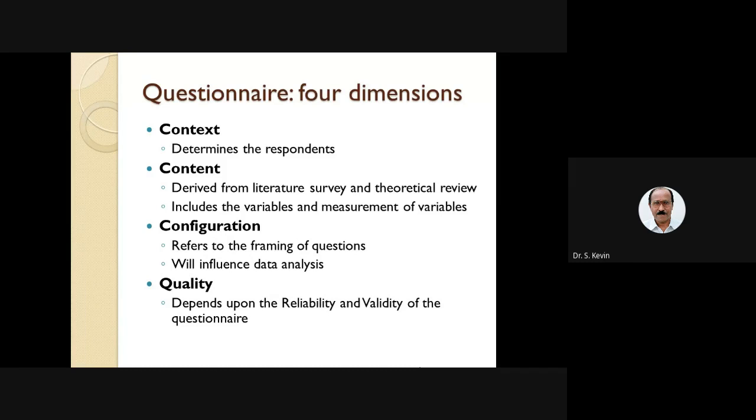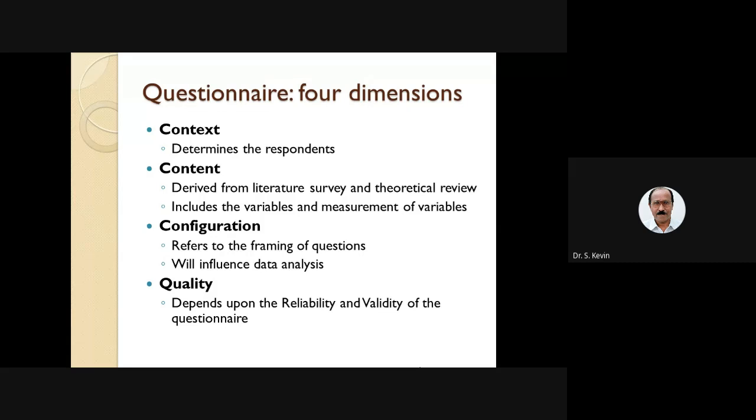And the last dimension of the questionnaire is the quality of the questionnaire. That is the reliability and validity of the questionnaire. The data that we are going to collect from the questionnaire should be reliable and valid. That is the quality of the questionnaire. So when we are preparing a questionnaire, 4 things have to be attended to. One is the context, who are the respondents. Second is the content, what are we going to ask.